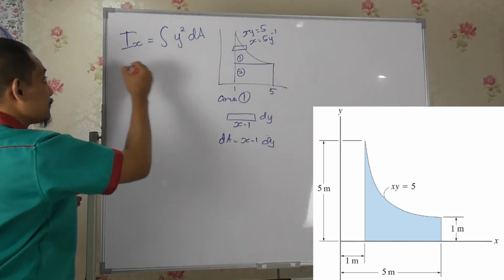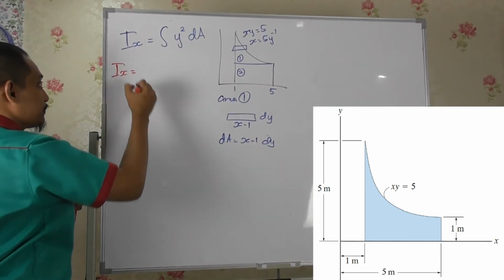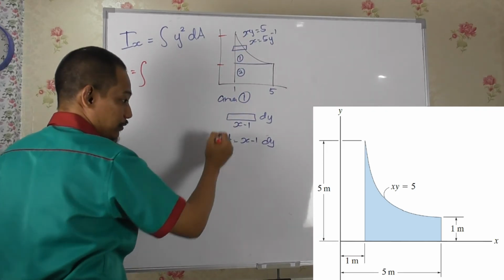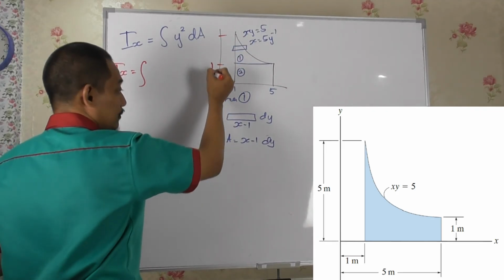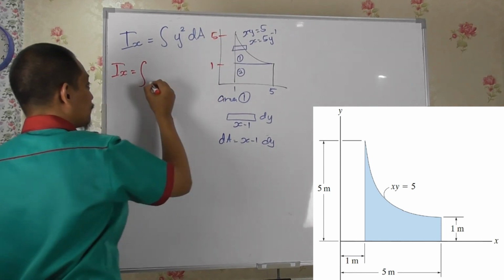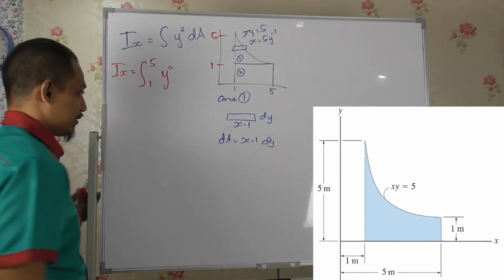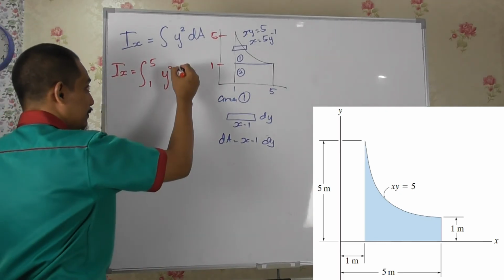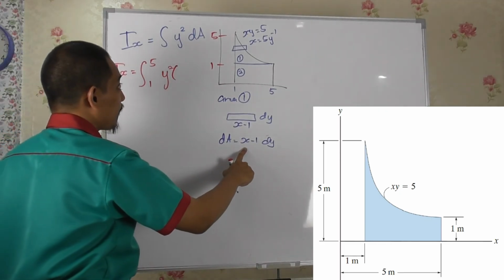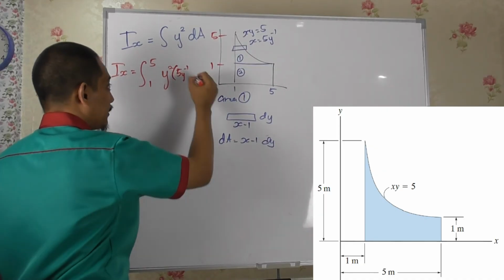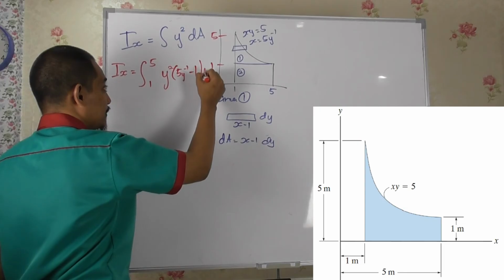So if you want to plug in this thing, dA inside, so Ix equal to integration. In this case, the limit will be this one, right? So from 1 until 5. And then you have y squared. And then you have dA, the whole thing there. So x is this one, 5 over y minus 1. And then minus 1 here, dy.